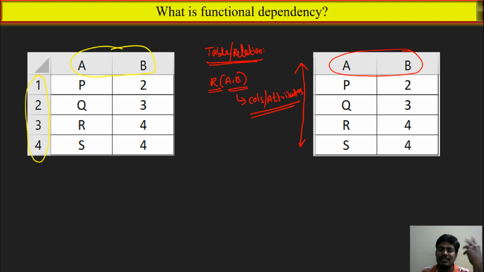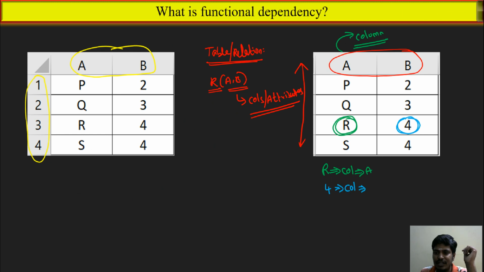Now I am asking the same question. Suppose I ask you to identify the location of R. You have only the column component, so you will say R is present in column A. Now I will ask one more question. Where is this 4 present? I am providing a blue circle. Where is this 4 present? You will say that 4 is present in column B. Okay. Now I will ask one more question.